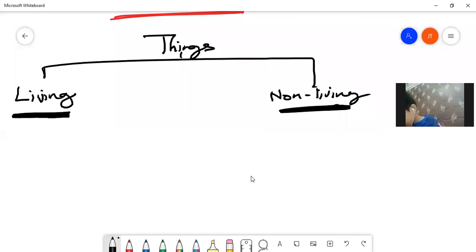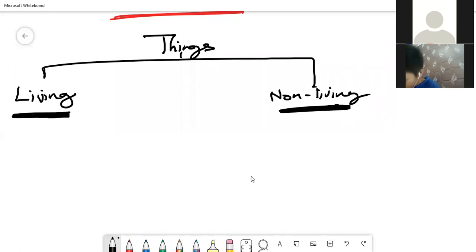Puwapet, give me an example of non-living things. Pen. And Tirapat, living things.